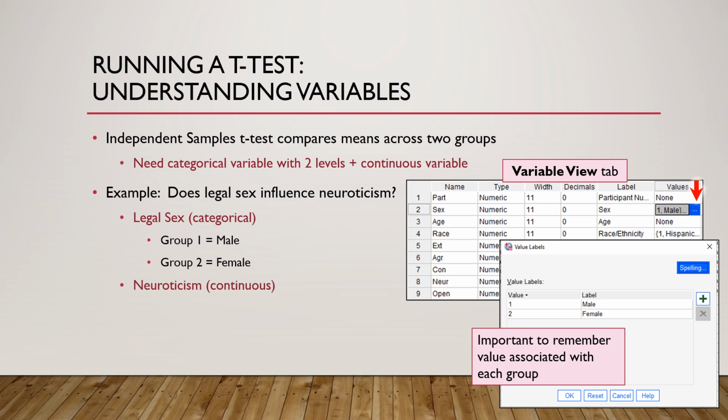So for us, we are just going to remember that 1 is male, 2 is female. If you change this at all, then you're going to have to remember that. But for our example, 1 is male, 2 is female. I think I've said that enough times by now, because you're really going to need it on the next step.